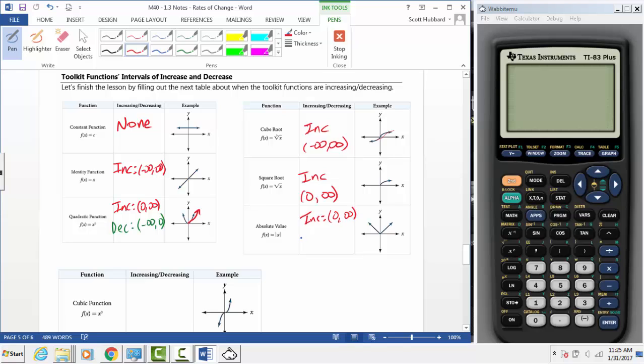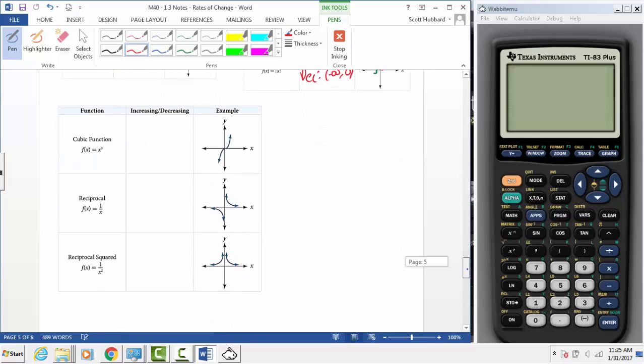This absolute value function increases exactly the same as the quadratic function over here. So it's going to be 0 to infinity. And it's going to be decreasing from negative infinity to 0. Again, it's going up here, but it's going down here. Okay, and that'll be it for now. We can do one more.